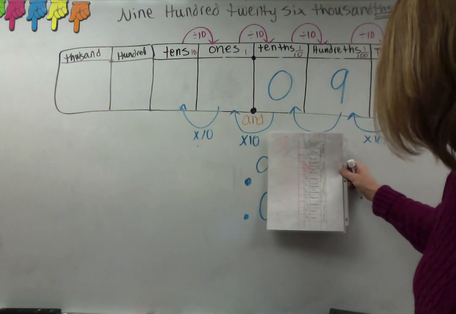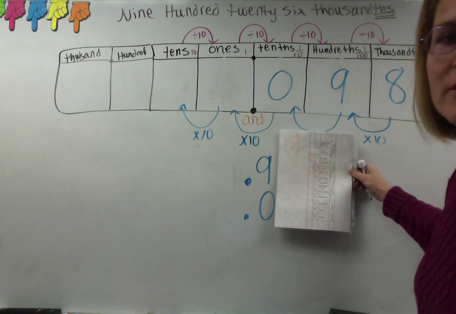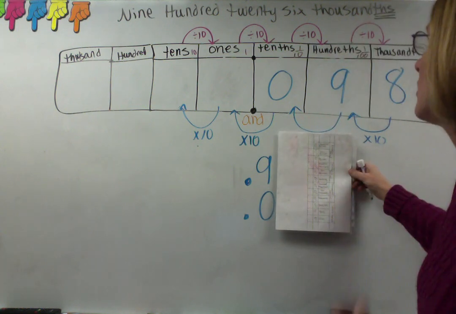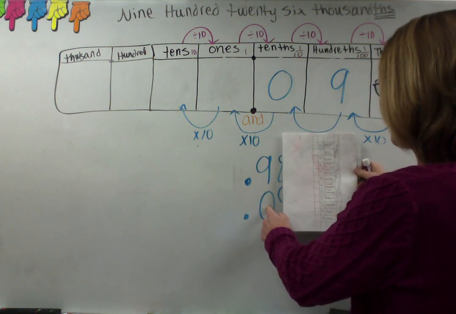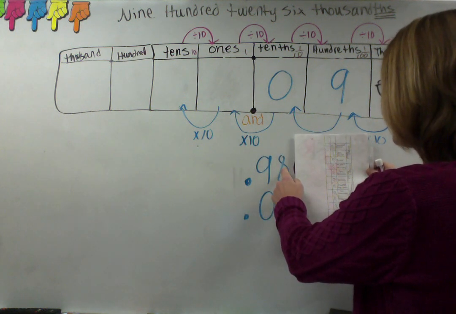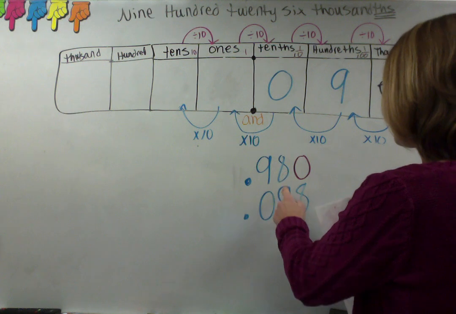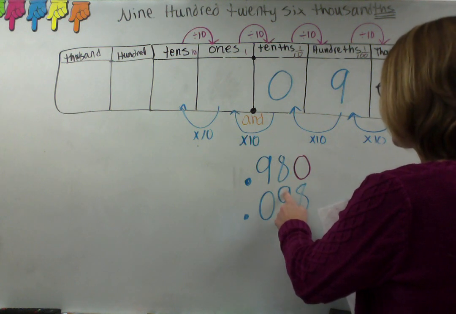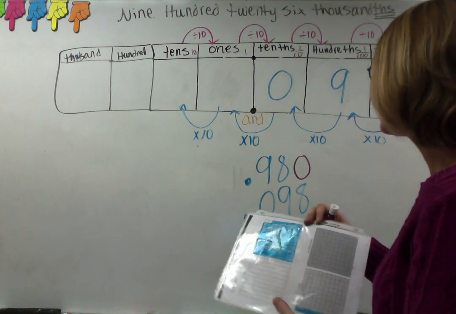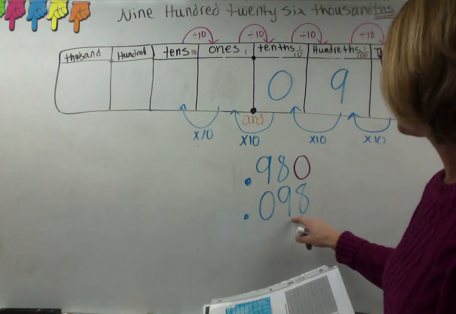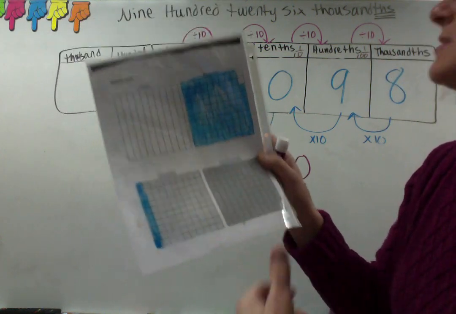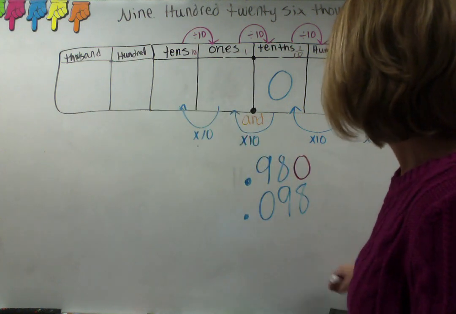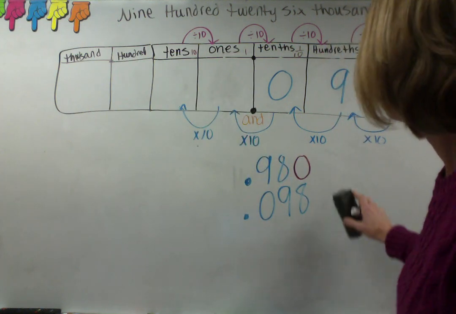Then I compare. The first place where they're different is in the tenths place, so I don't need to go any farther because this has 9 tenths and this has 0 tenths. If I go over here, this number has 8 hundredths, and this number has 9 hundredths. So even though you read this number 98 thousandths, thousandths are way smaller than hundredths. So 98 hundredths is going to be the greater number, okay?